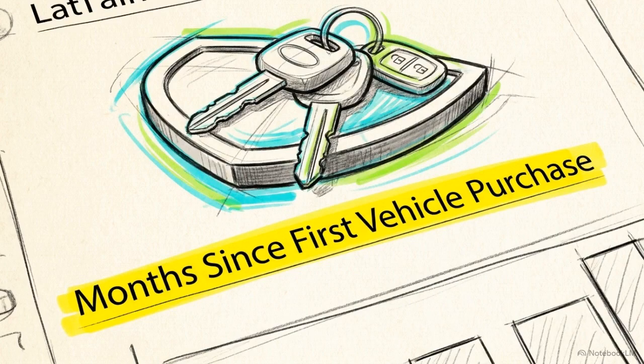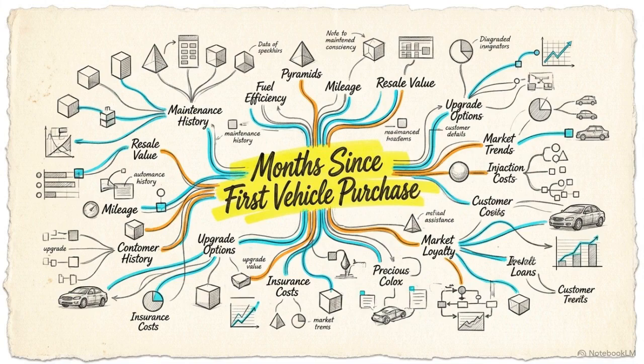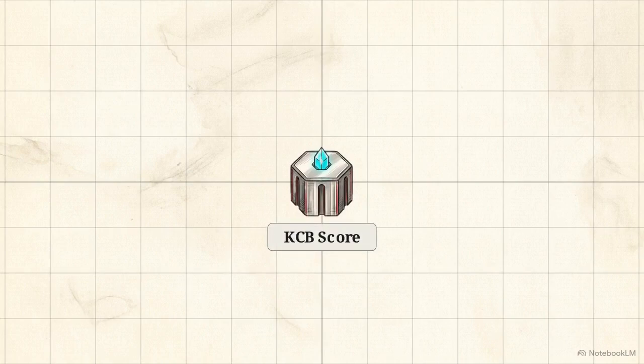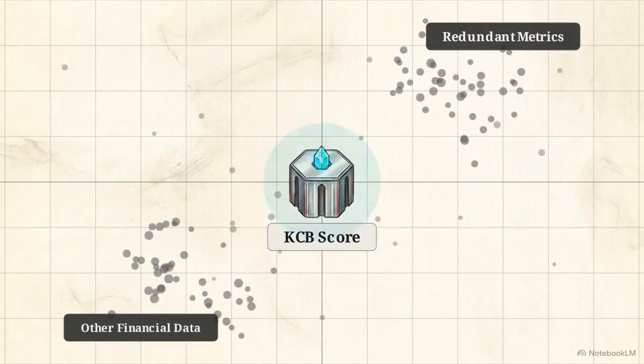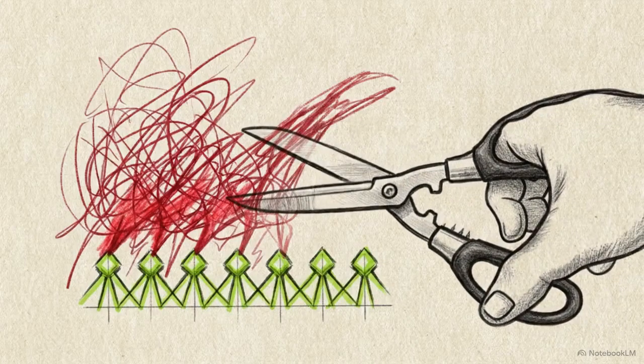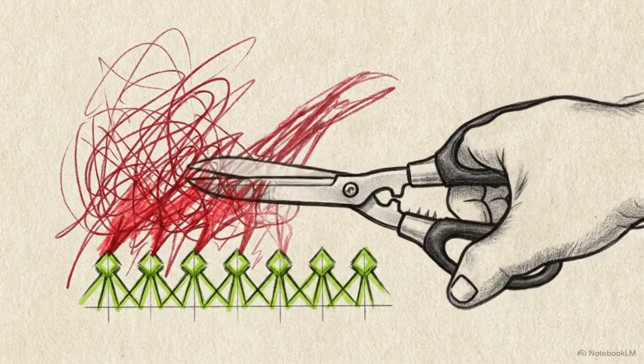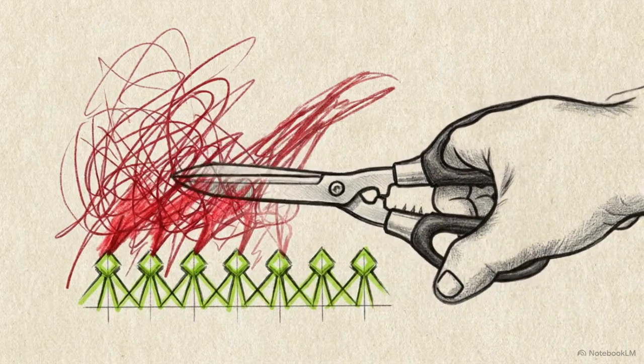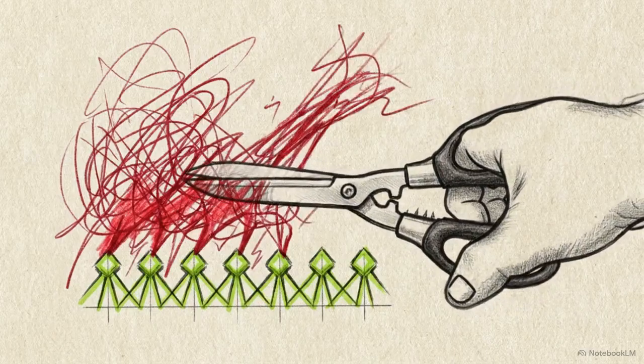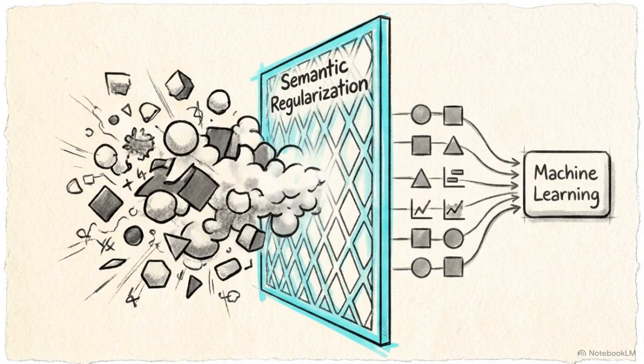The LLM's justification for selecting months since first vehicle purchase was based on its definition as a behavioral proxy for financial stability, reasoning that extends beyond the variable's numerical distribution. It also selected the KCB score, explicitly noting in its reasoning that the credit bureau score acts as a highly informative, orthogonal predictor relative to the other metrics in the dataset. The language model applies real-world logic to prune statistically tempting but logically useless noise features before they have a chance to poison the downstream model. This mechanism acts as a form of semantic regularization, a conceptual barrier protecting the model from mathematical overfitting.